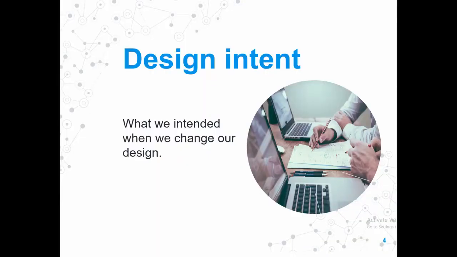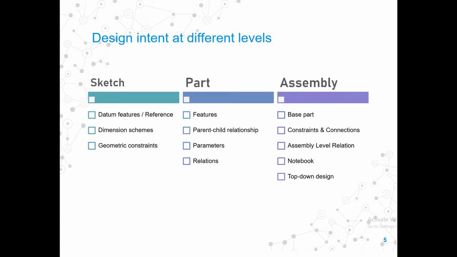Intent means what we intended when we change our design, so that our design gets changed as we expect. Basically, design intent means giving some sort of intelligence to our model, so it can change automatically as we expect. Now let's see how design intent can be implemented at different stages.